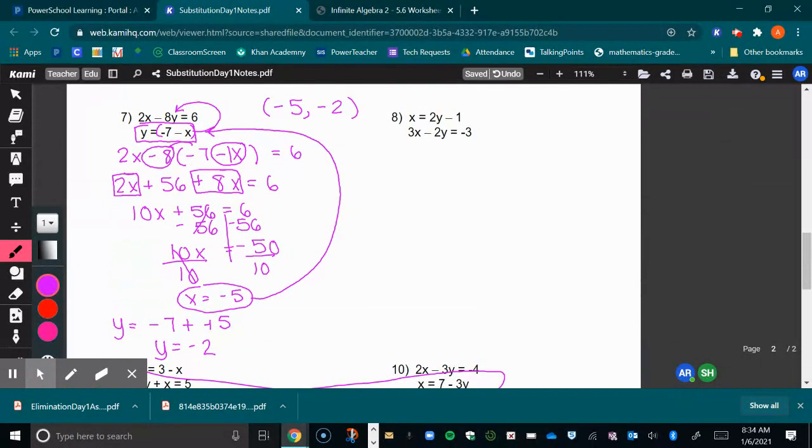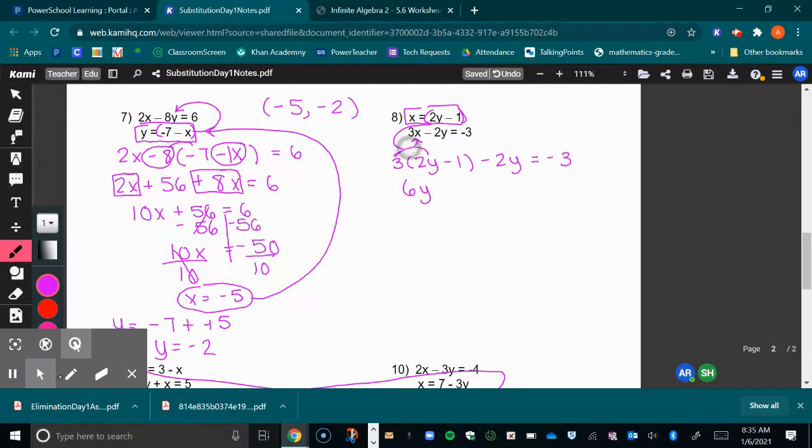Alright, and then here's my last one, number 8. So I see it's already solved for x. So I'm going to put this number in parentheses. I'm going to replace it in for x into my equation, because it's what x equals. So I have 3, and instead of x, I'm replacing it with 2y minus 1, minus 2y equals negative 3. Now I'm going to distribute. 3 times 2y is 6y. 3 times negative 1 is negative 3, minus 2y still equals negative 3.